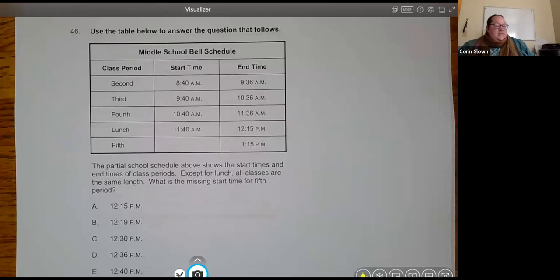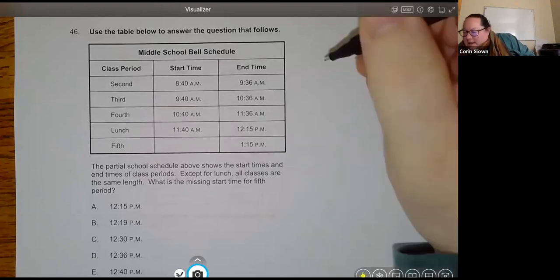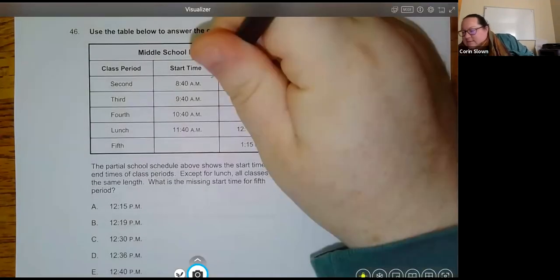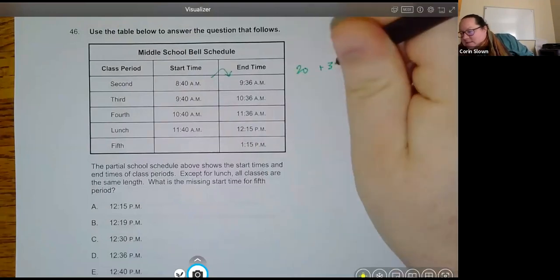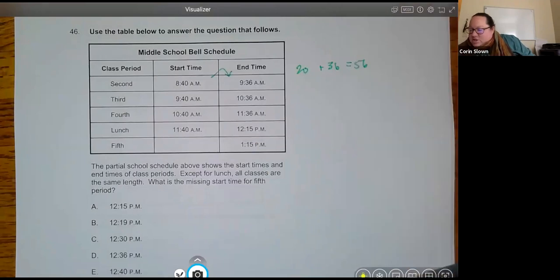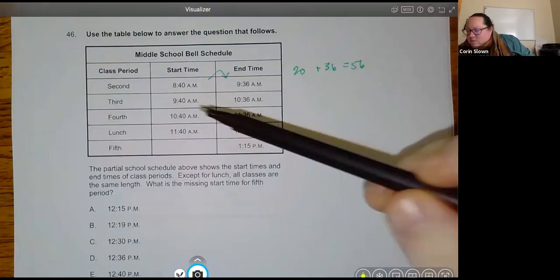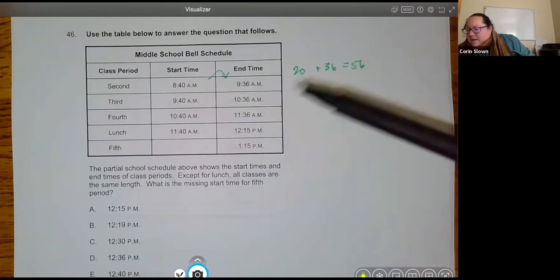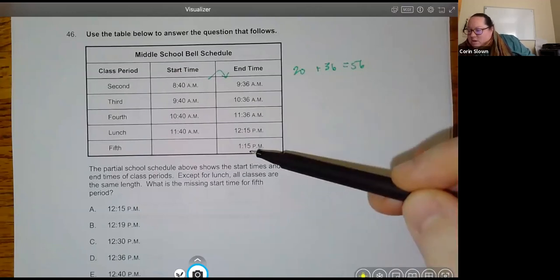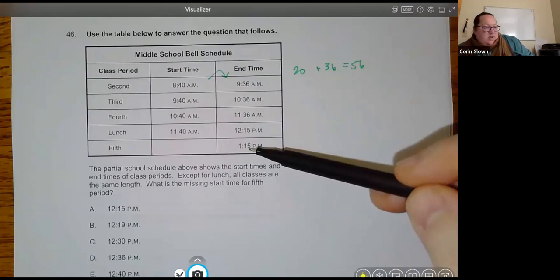Okay, so let's take a look at the problem that we're solving. So how long is the class period? If I think about going from 8:40 to 9:36, so that's 20 minutes plus 36 minutes, so that's 56 minutes. Let's check and make sure that's the case. 20 minutes plus 36, yep, so 56 minutes. So if my end time is 1:15, what is 56 minutes from then?